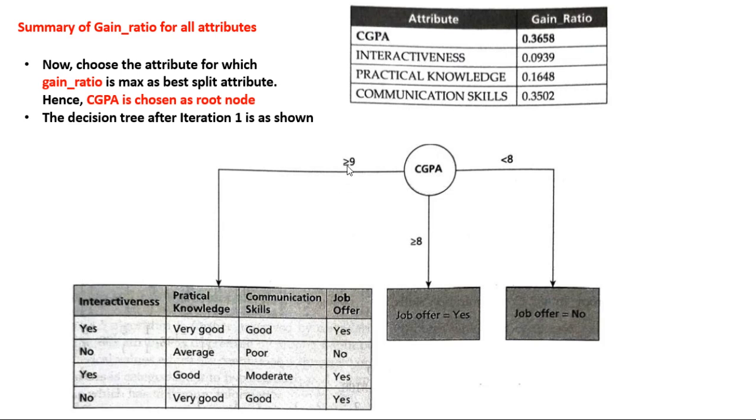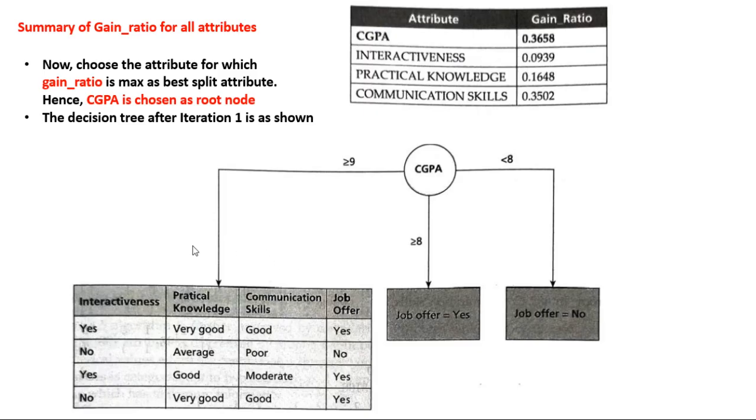But when I had a CGPA greater than equal to 9, sometimes I had yes, sometimes I had no. So take your training data set, whenever greater than equal to 9 was there, make this table again. All the 3 different attributes are written down. Now this table is only for CGPA greater than equal to 9. You can see that 3 times I got an instance as yes and once I got an instance as no.